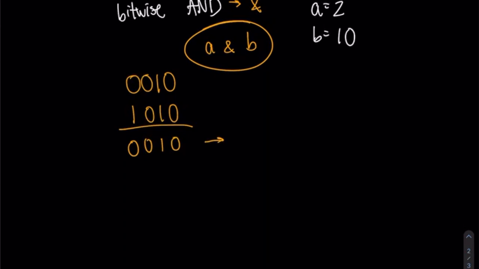And in order to find what this equals, we have to convert this to a decimal. So this is 2 to the 1, has 1 on it. So this value is equal to 2.